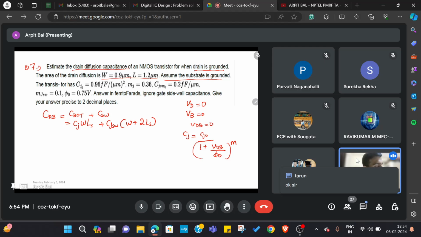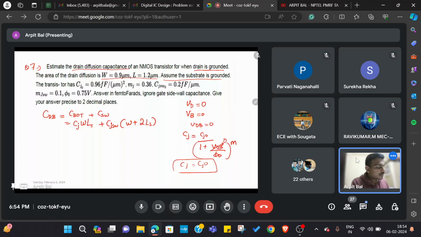So in this case it is given that Vdb equals 0. If this is 0, then our Cj equals Cj naught. Similarly, for CjSW we have CjSW naught by 1 plus Vdb by phi naught to the power MjSW. Because Vdb is 0, our CjSW is equal to CjSW naught.